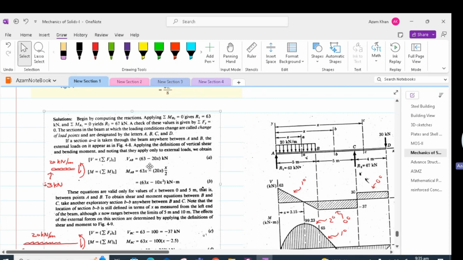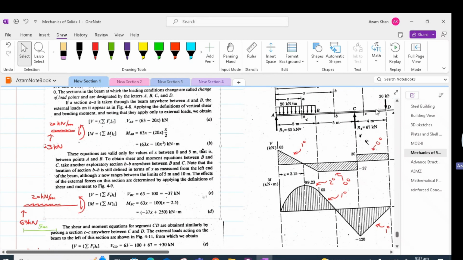It is important to note that at point B there is no concentrated load applied. Therefore, equation A and C give us the same value at point B. If we had a concentrated load applied at point B, then there would have been a jump in the shear at point B. In the case of region CD, we have a concentrated load at point C.